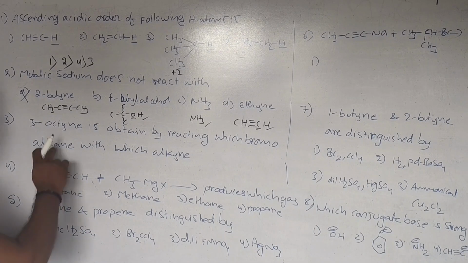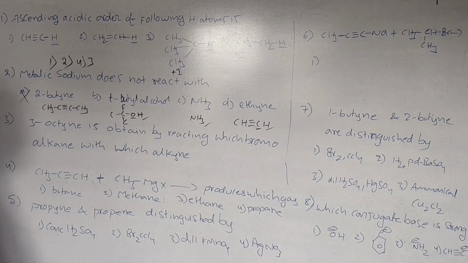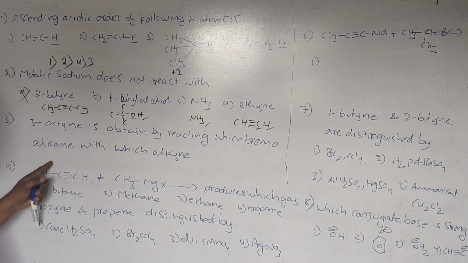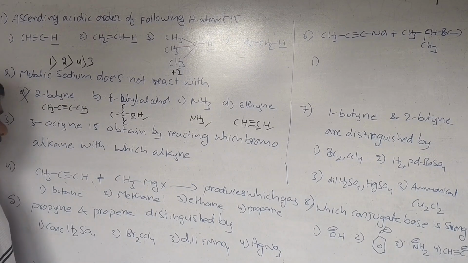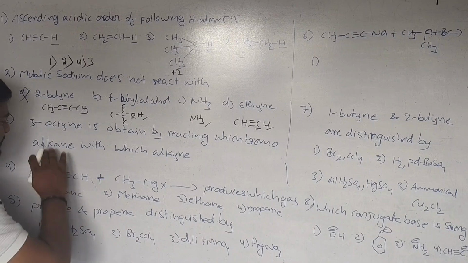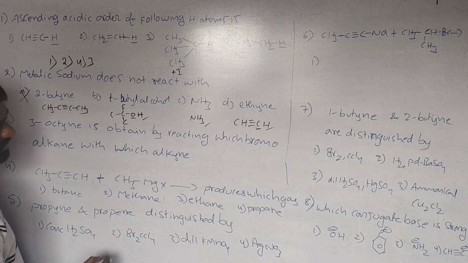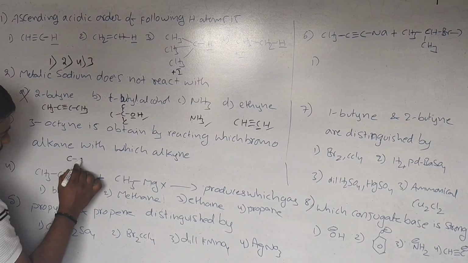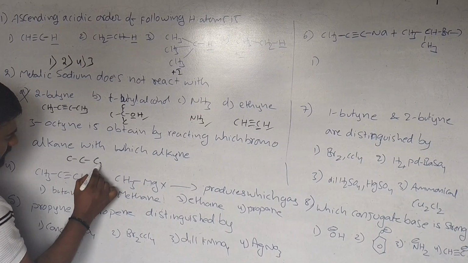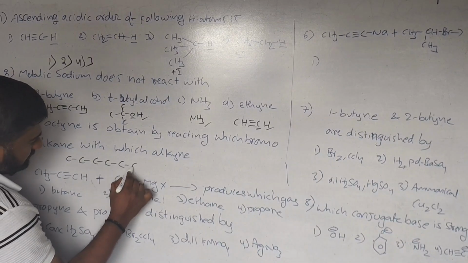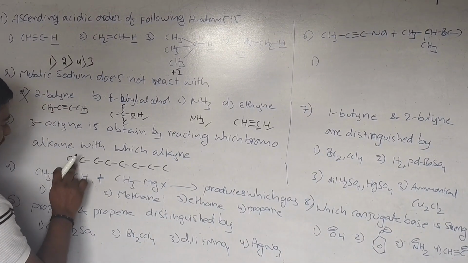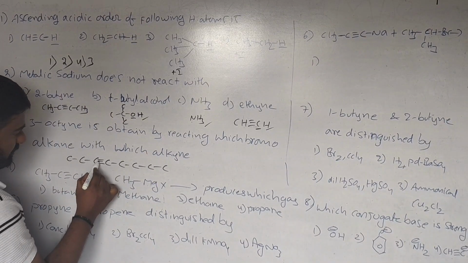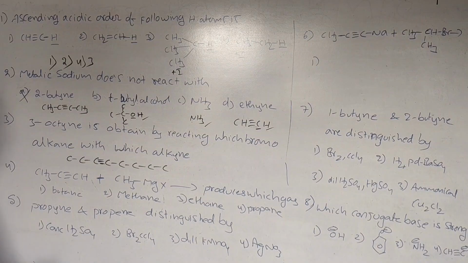Okay. Next, 3-octyne is obtained by reacting which bromoalkane with which alkyne. See here, first you will write the 3-octyne structure. Oct means 8 carbons, so write 8 carbons: 1, 2, 3, 4, 5, 6, 7, 8. At the third position you have to write a triple bond. This is 3-octyne.